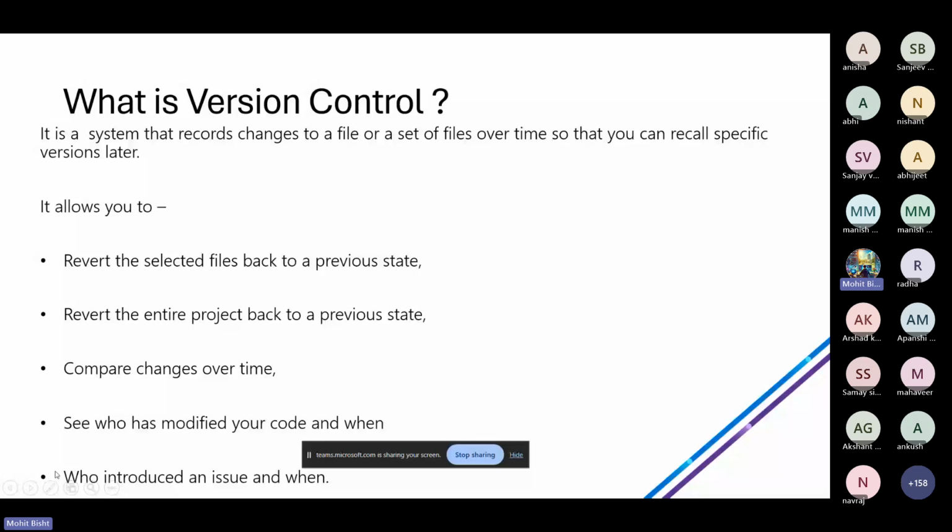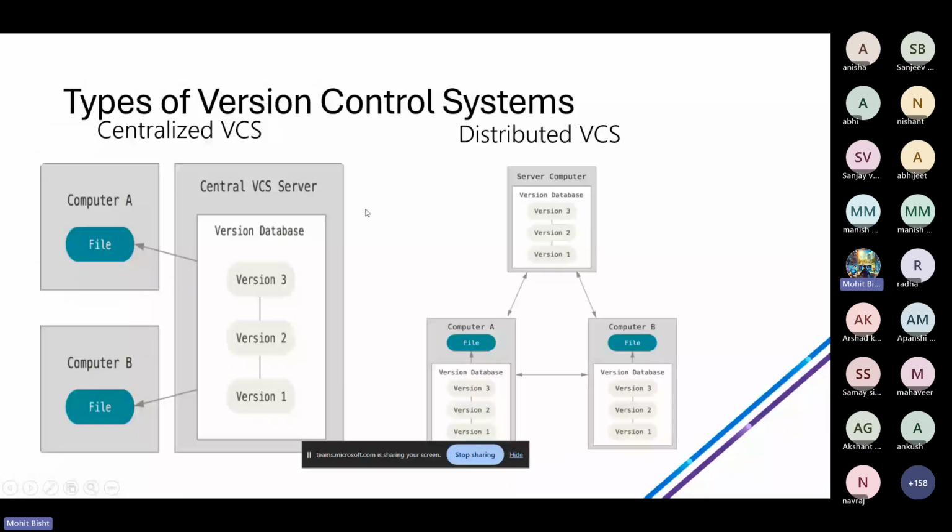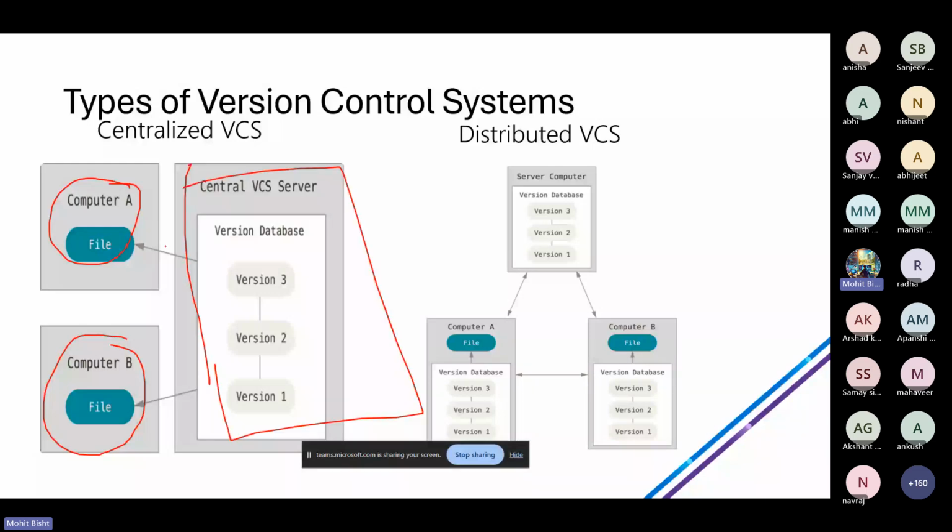So next we have types of version control system. There are two types of version control system. One is the centralized version control system, and another is the distributed version control system, right? In centralized, suppose there are two computers, computer 1 and computer B. There is a central place of database. Suppose computer 1 wants a file, so it goes to the central version control system and asks for the file, and likewise computer B. So it's a long process and it is a little bit complex.